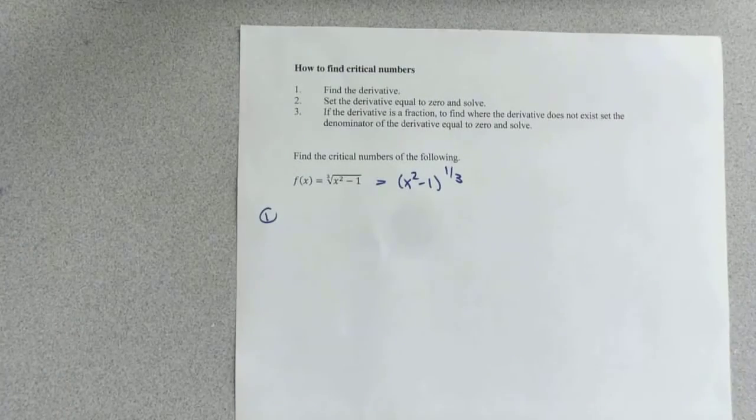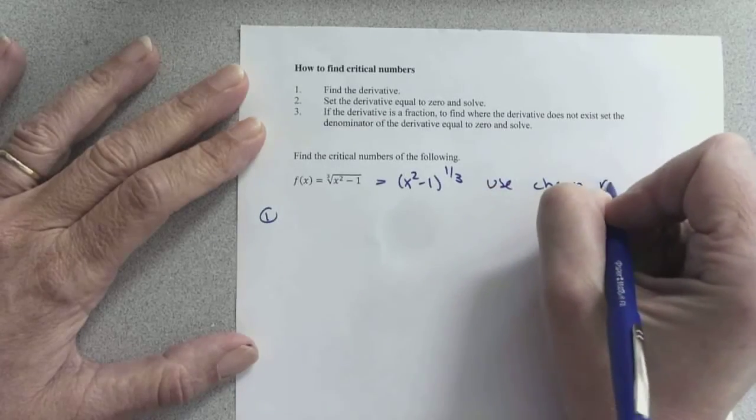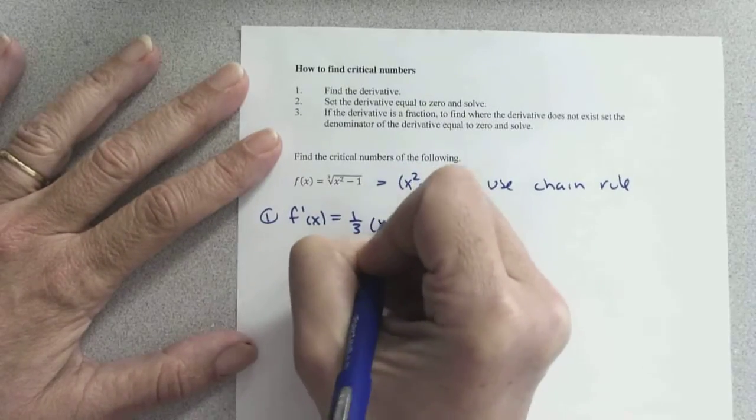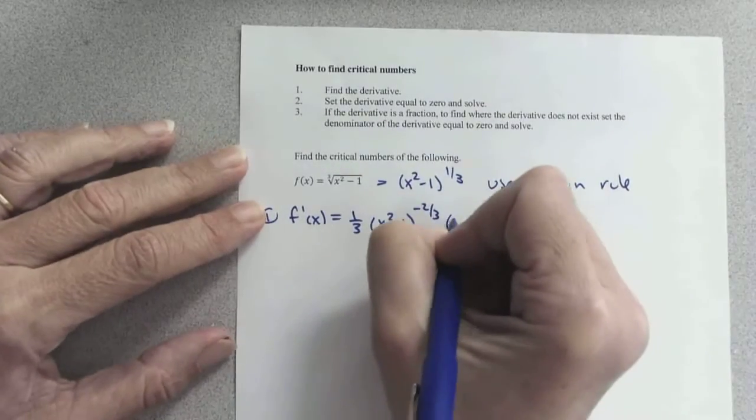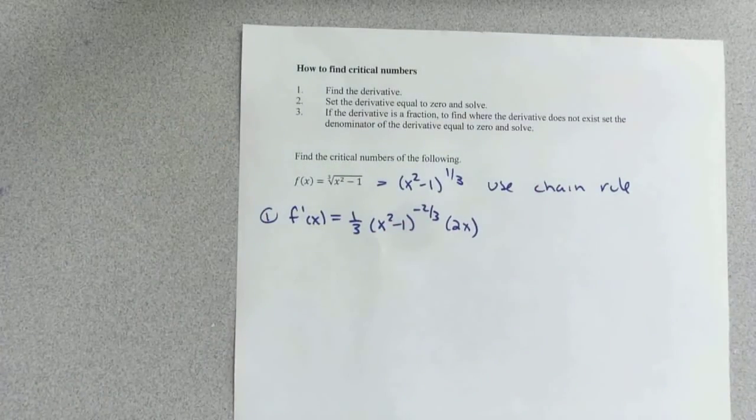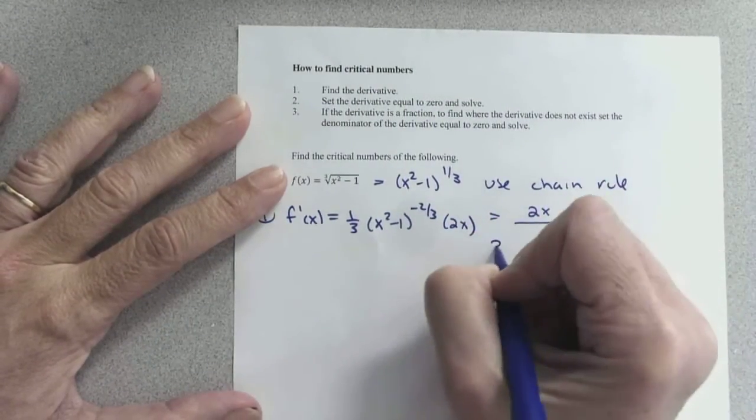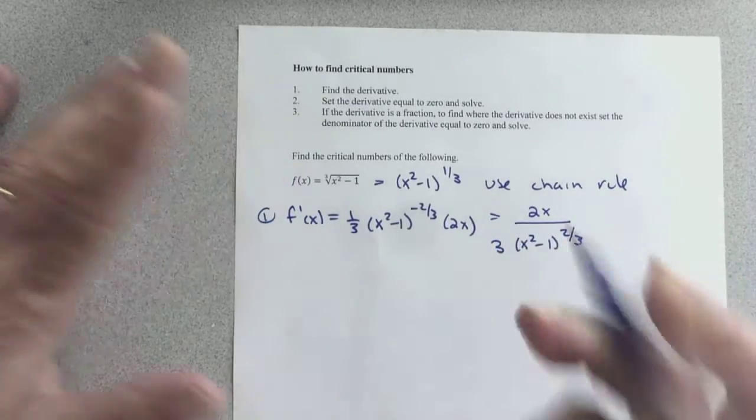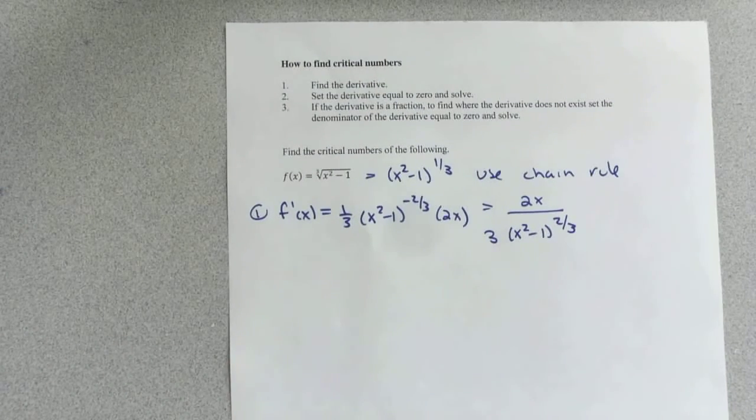I'm going to remember that a cube root is the same thing as an exponent of 1/3. Then I'm going to use the chain rule. I'm going to multiply by that exponent, decrease the exponent by 1, chain rule, times the derivative of the inside, and then simplify this. So that's going to be 2x over 3 times x squared minus 1 to the 2/3. If you want to take it back to radical notation, you can. Fractional notation will be sufficient.